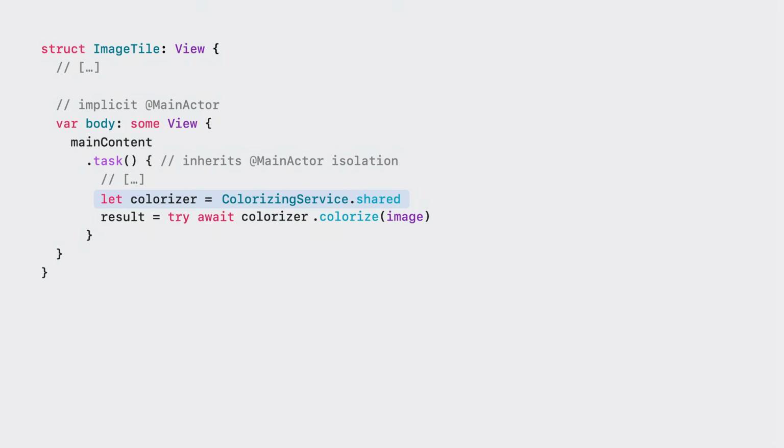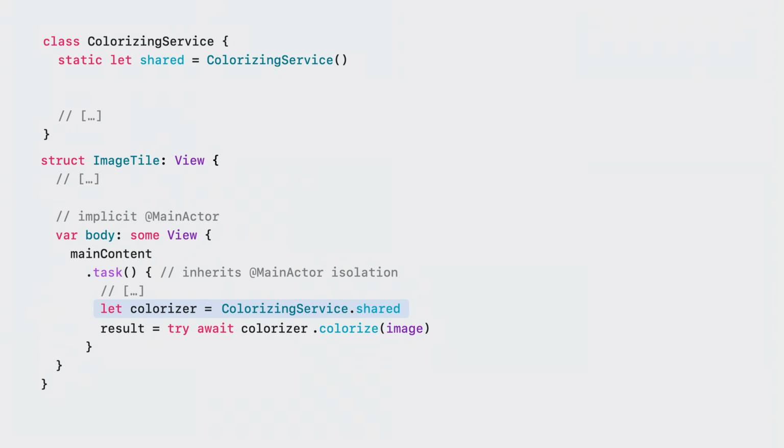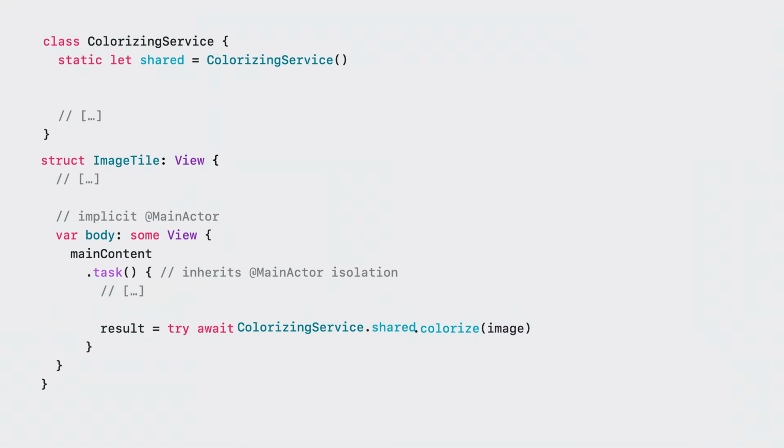We are accessing the shared property of colorizing service and storing it in a local variable. Except it's not harmless, because the shared property creates the shared colorizing service instance the first time it's accessed, and that in turn kicks off the whole model loading machinery, which blocks the thread. So you might be tempted to say, let's just move this inside the async part after an await. However, counterintuitively, this does not solve the problem.